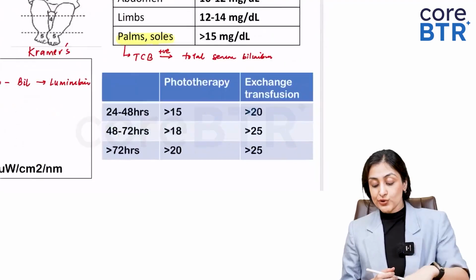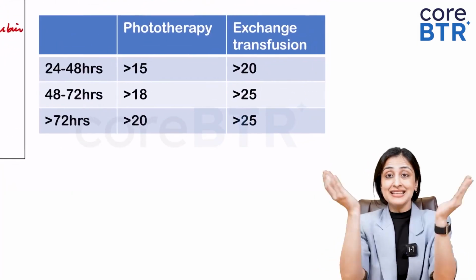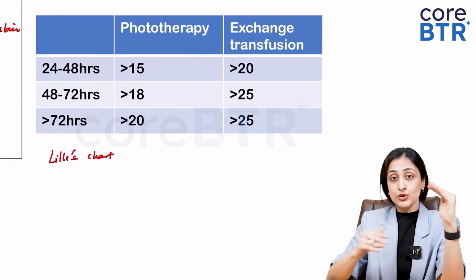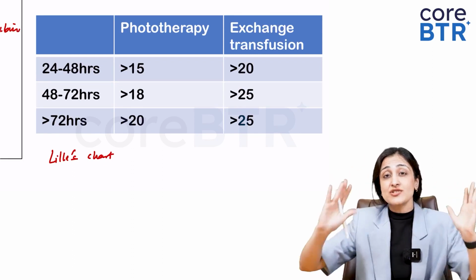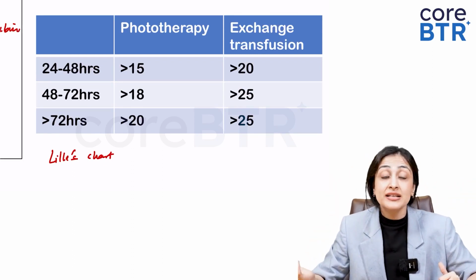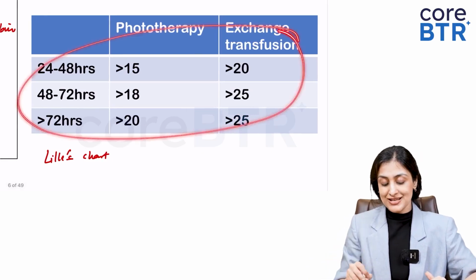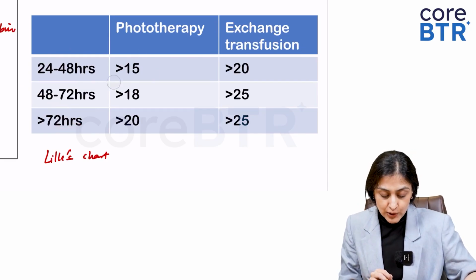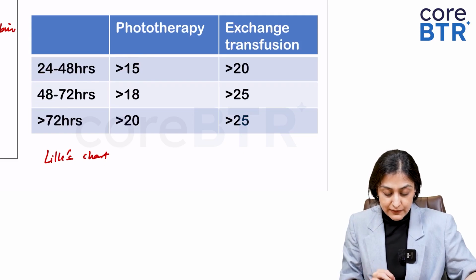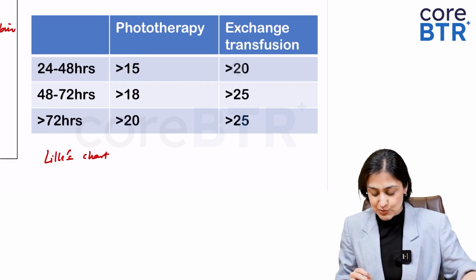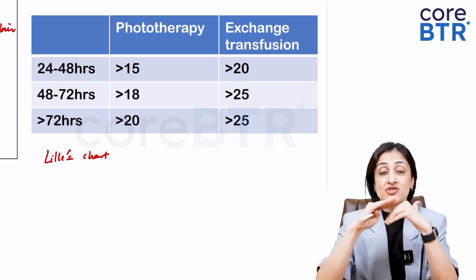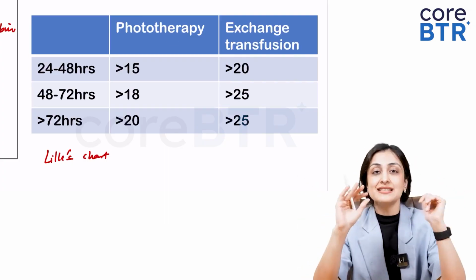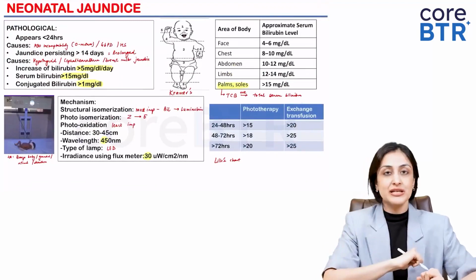Now, when to do phototherapy, when to do exchange transfusion. So there are these Lilly's charts that we use, to decide at what level, at what age, if it reaches the cutoff, we will do. But as a general rule, obviously in the exam you won't have that Lilly's chart to refer. So you should just know as a rough guideline at what age, what is the cutoff for phototherapy and exchange transfusion. So 24 to 48 hours phototherapy, 15, then 18, then 20, and this is 20, 25, 25. So roughly, exchange transfusion won't be done until the levels are as high as 20 to 25, and phototherapy is usually less than that. So that's how you can grossly remember these cutoffs.